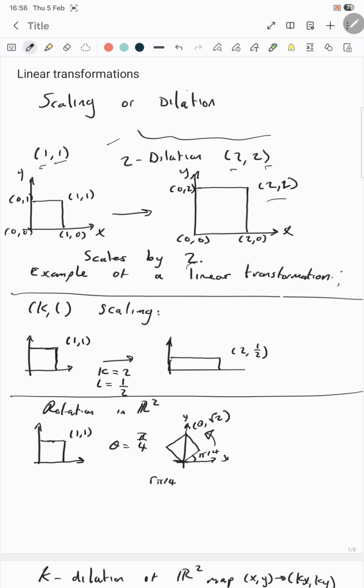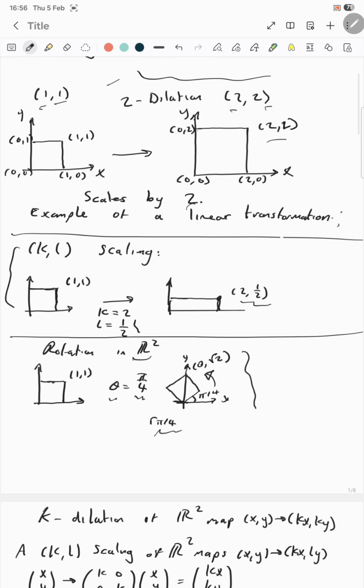And this is another example of KL scaling, where k equals 2, L equals 1/2, and it stretches this to this point here, which would be this here. And a rotation in our plane where theta equals pi over 4, and this is just this for r, a rotation of pi over 4.